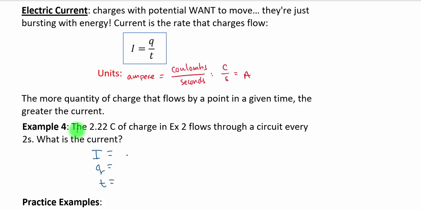So we can go ahead and calculate I equals Q over T. It's catching up to me. There we go. And we'll take 2.22 coulombs over 2 seconds, and I can do this one without the calculator. I don't even need to back it up. I'd have 1.11 amps.